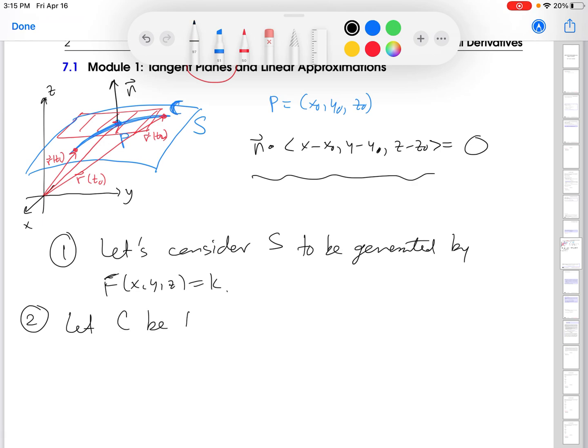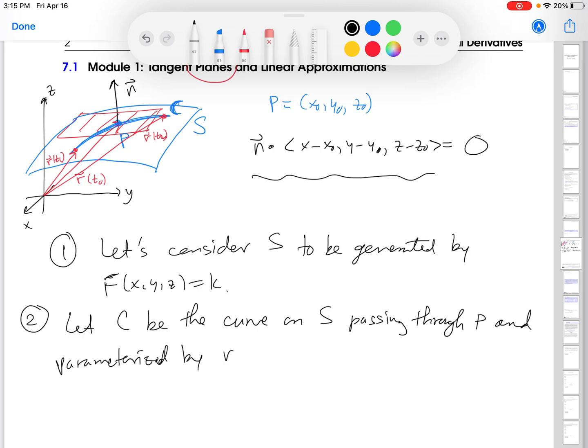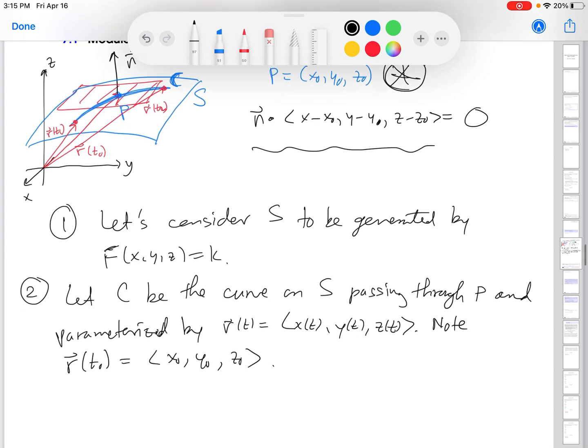I'm going to say let C be the curve on S passing through the point P and parametrized by the vector valued function x of t, y of t, z of t. Okay, and I'm going to just point out, to be consistent with my figure that I've drawn at the top, note that at t sub 0, the vector is x of t0, y of t0, z of t0, matching our point up here. Okay, great.